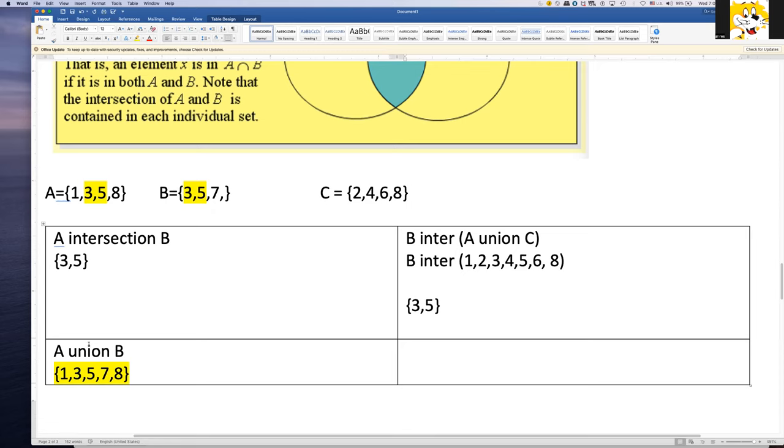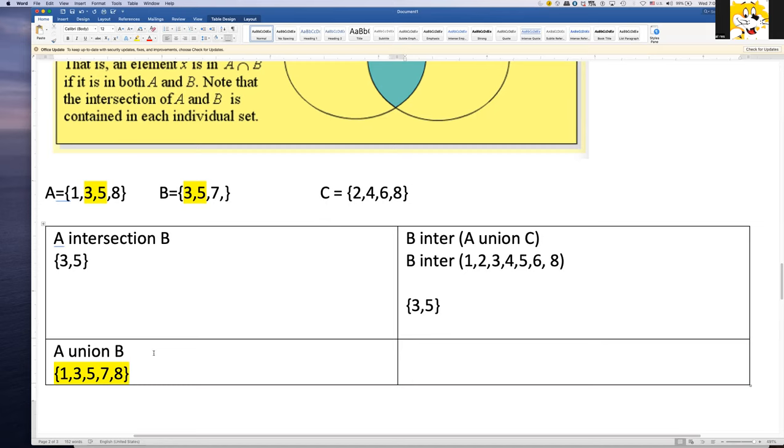A union means we're going to put everything together that A and B have, in a set. So this set is going to include A, which is 1, 3, 5, and 8, and B, which is 3, 5, and 7. We're not going to repeat the numbers that are common to both. And that's how we end up with 1, 3, 5, 7, and 8. In the last example that we just did, we had B intersection parentheses A union C.